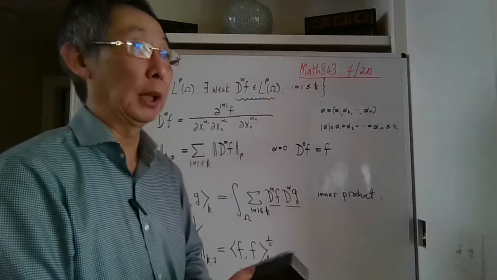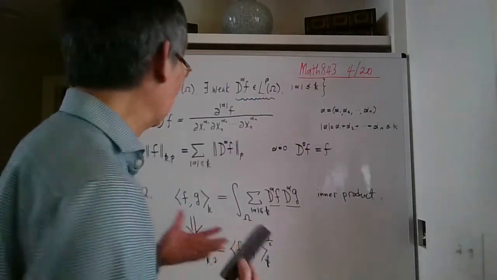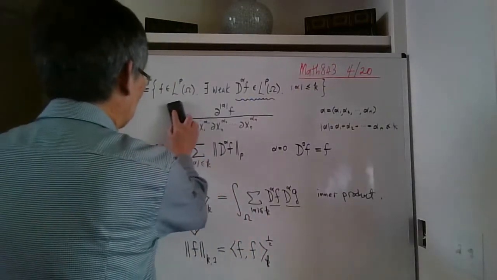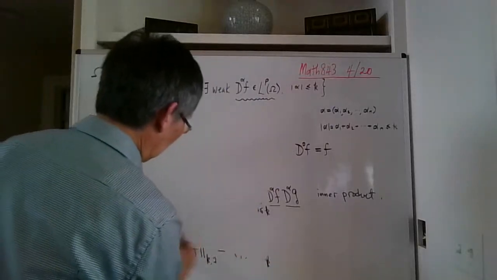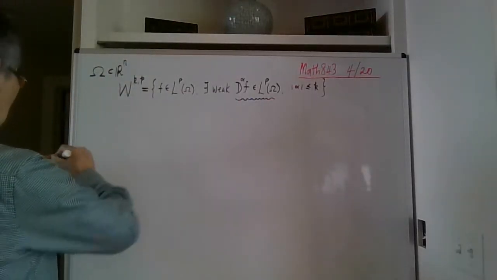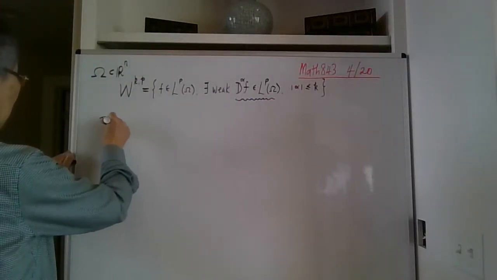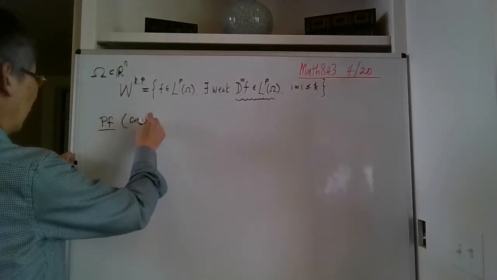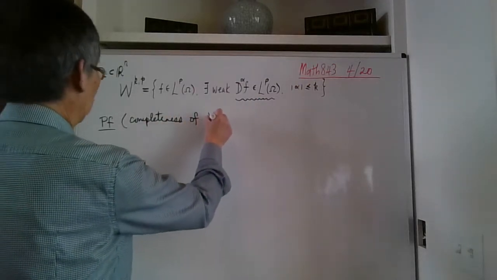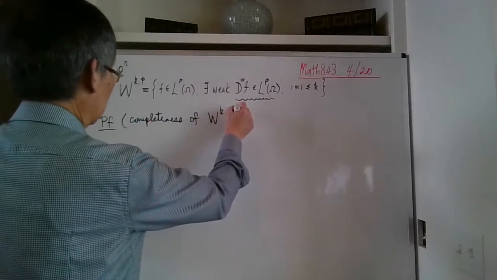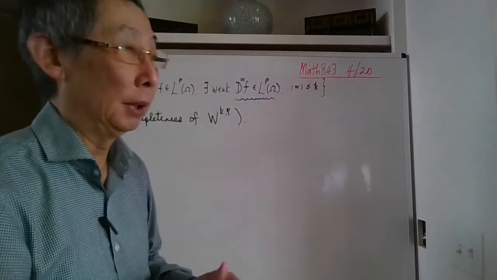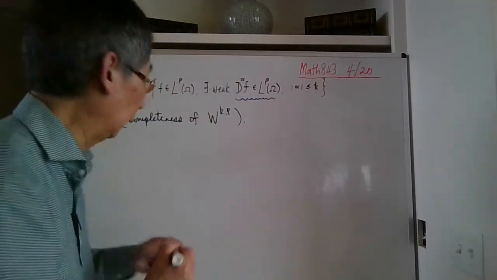All right, now we are in a position to talk about the completeness. Actually, in the one-dimensional case, we have already proved the completeness. In the multi-dimensional case, we're repeating the same argument, except the notation is a little bit more complicated. So let's give a proof of the completeness of W^{k,p}. In order to prove completeness, we are supposed to show that every Cauchy sequence is a convergent sequence.